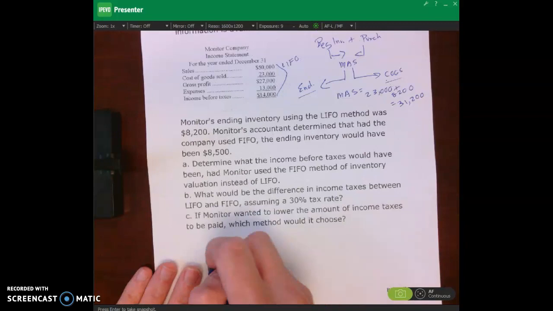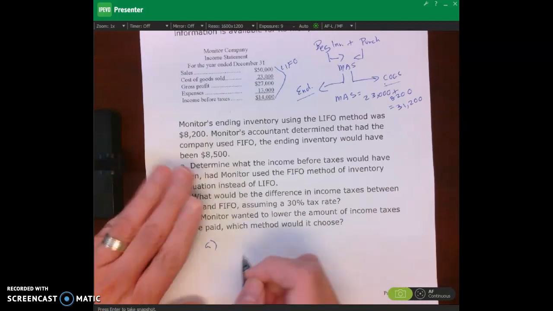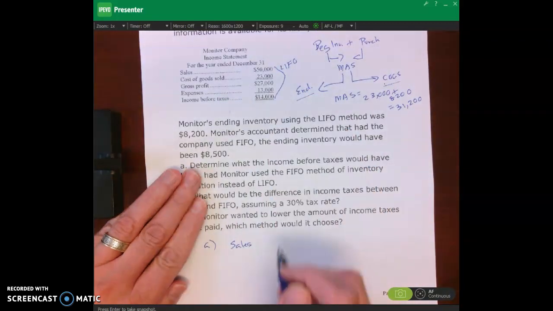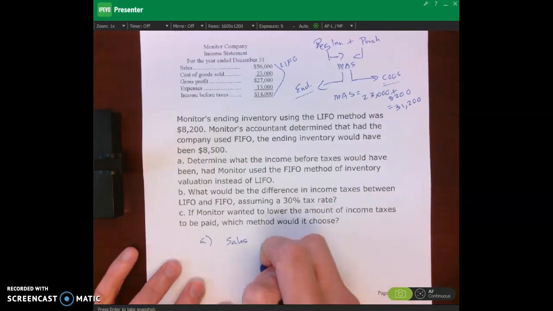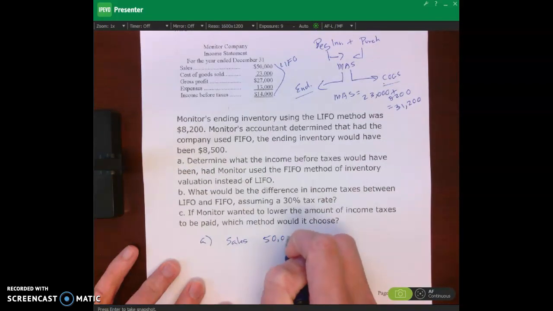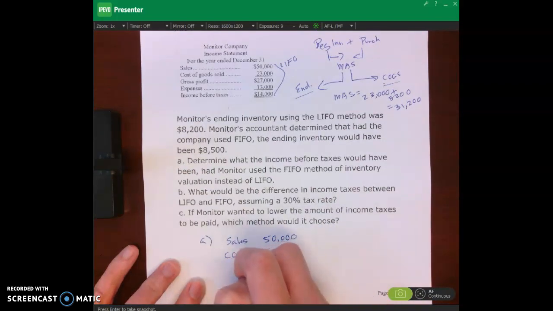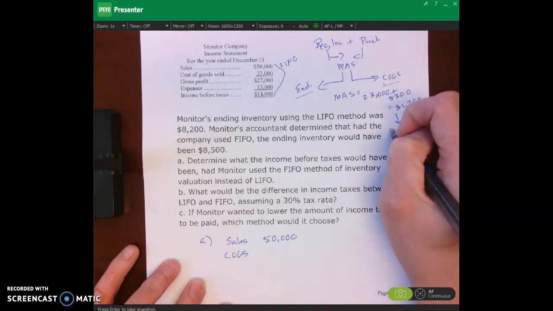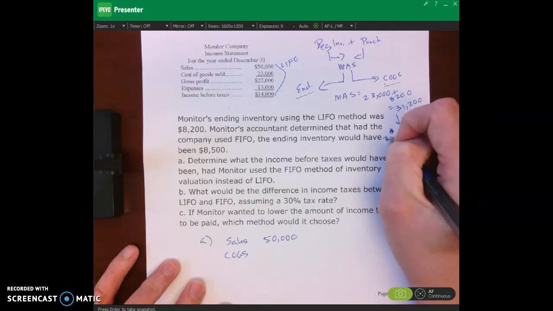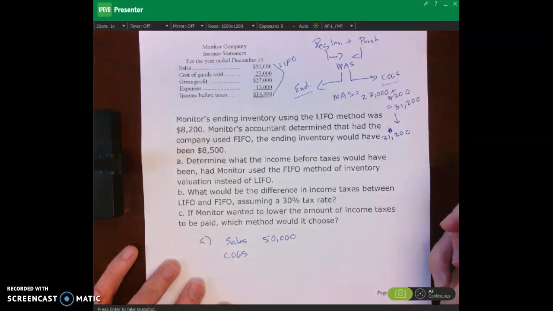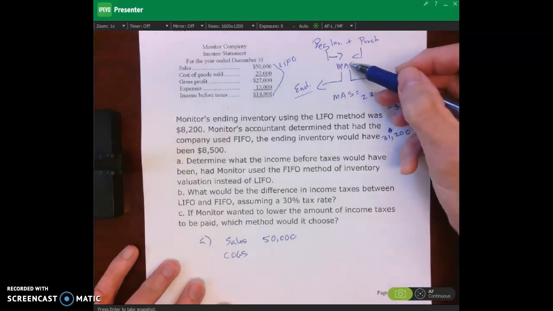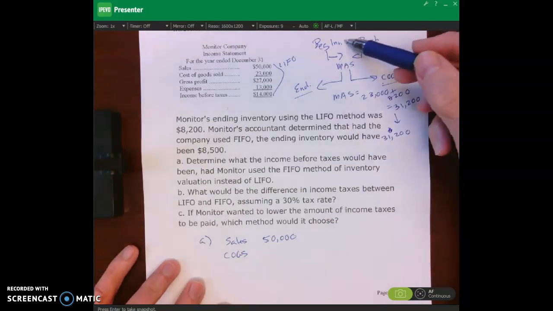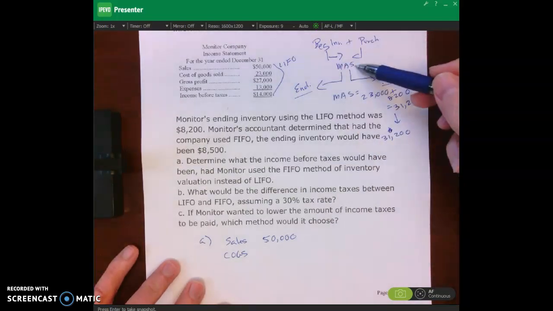So I'm going to come down here and say A. We're going to redo this income statement. This one up here is LIFO, and we're going to redo it with FIFO. So sales stay the same at 50,000. Now, what is cost of goods sold, though? The 31,200, which is my merchandise available for sale, doesn't change whether I use LIFO or FIFO, because that's just my beginning plus purchases.